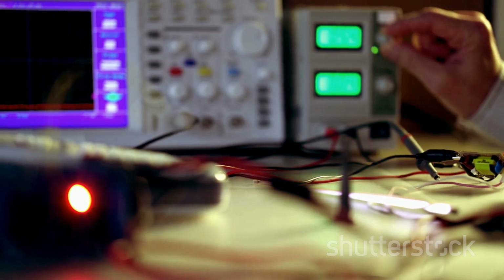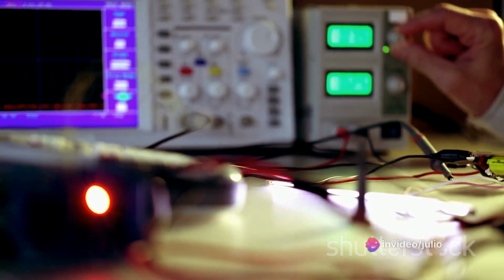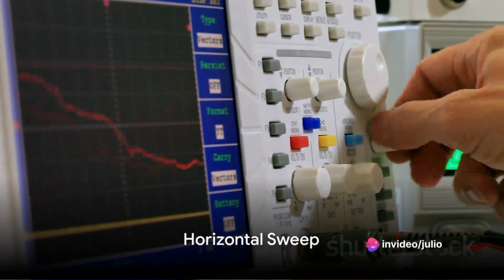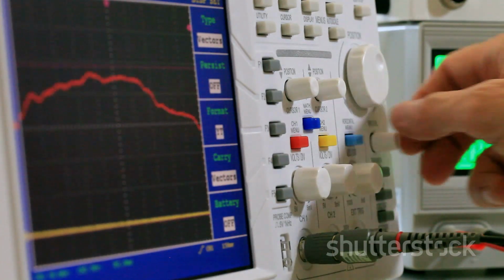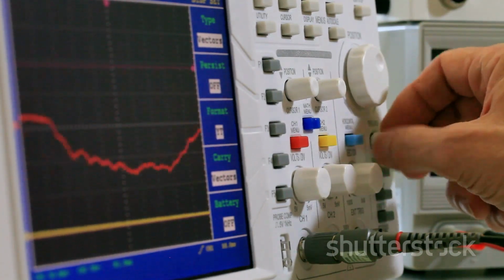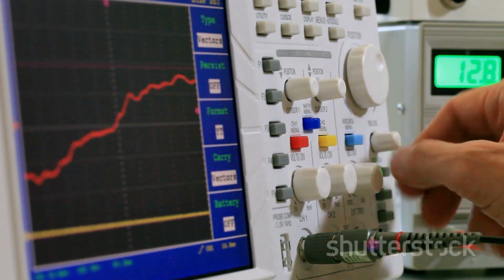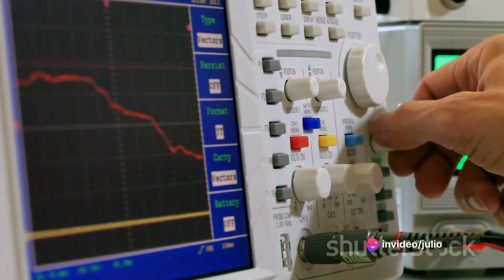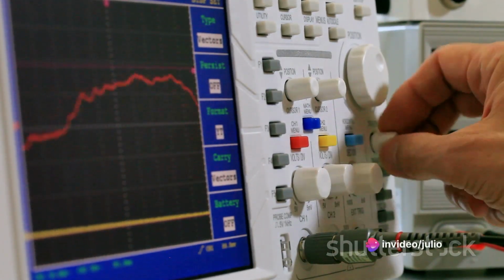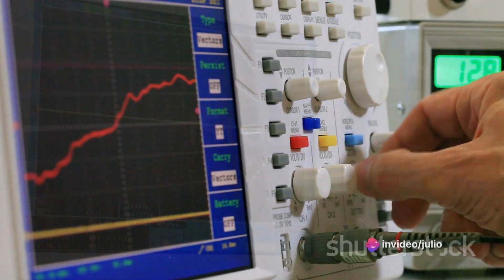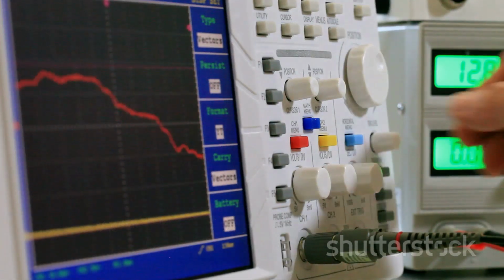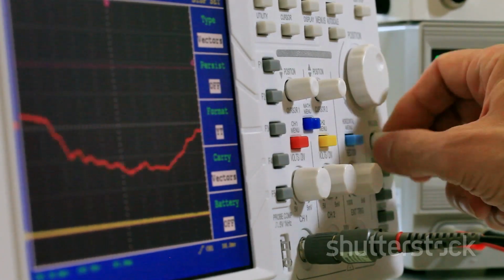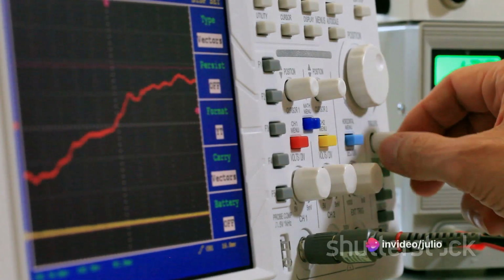A higher voltage on the plates will cause a larger deflection of the beam, and hence, a larger signal on the screen. Simultaneously, a ramp voltage is applied to the horizontal deflection plates. This voltage increases linearly with time, causing the beam to sweep across the screen from left to right. The combination of these vertical and horizontal movements paints a picture of the signal on the screen. It's important to note that the speed of this horizontal sweep is adjustable, allowing you to zoom in on the signal's details or zoom out to see the bigger picture.